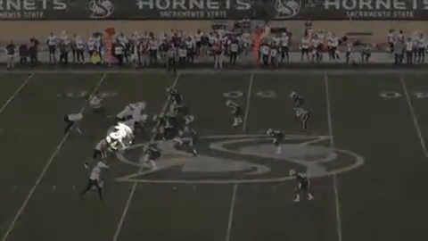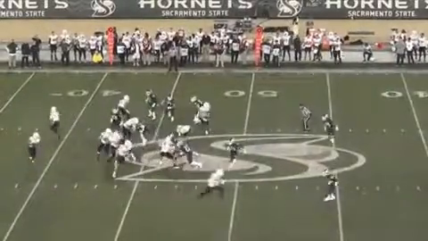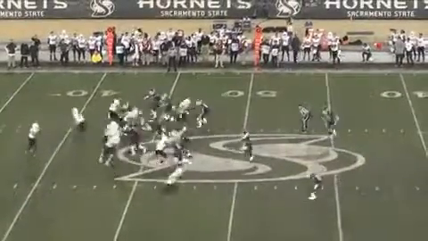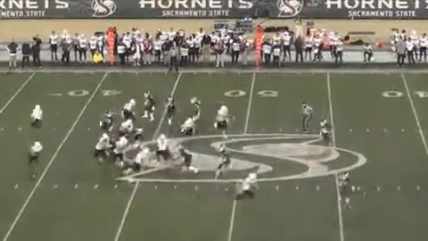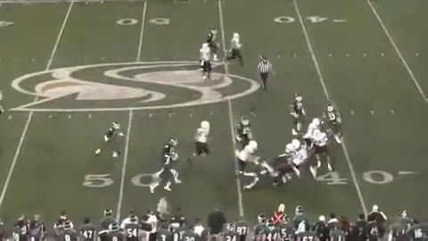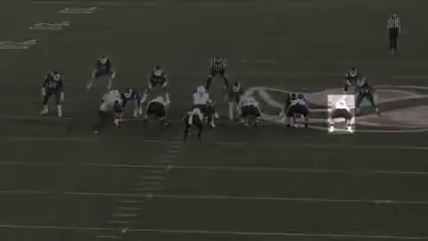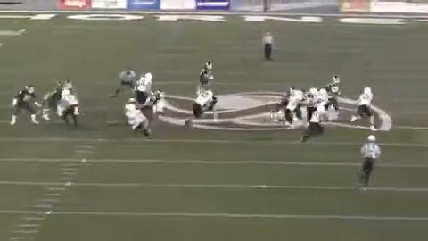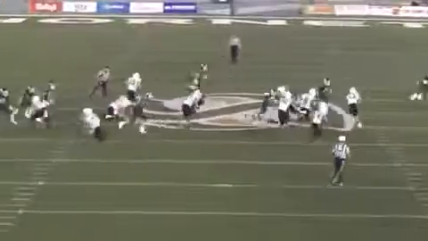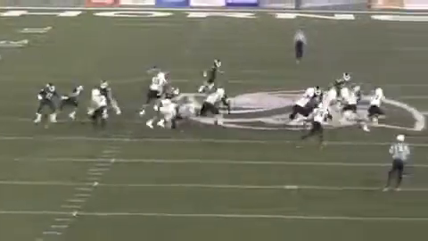Watch the block by the right tight end. The head may have got inside the 10 and 2, but again, look at the angle of the block. Not within the 10 and 2. This is a foul. Two people running parallel to each other.